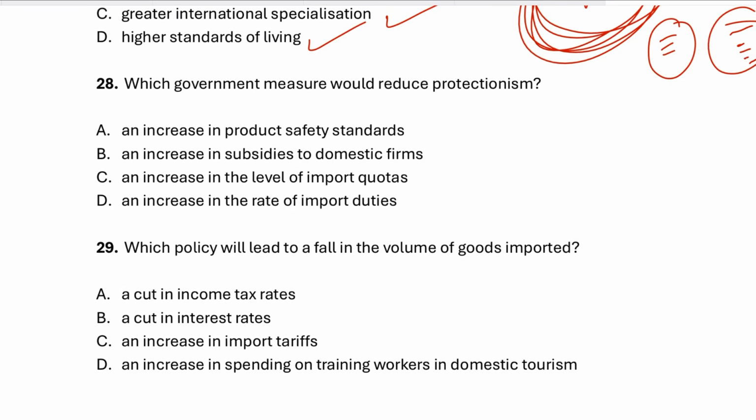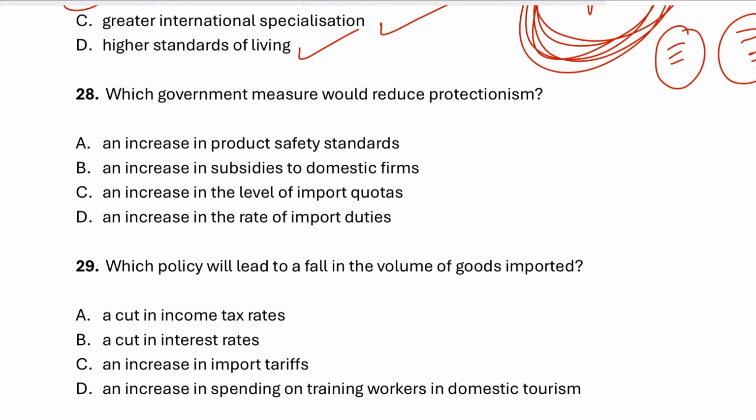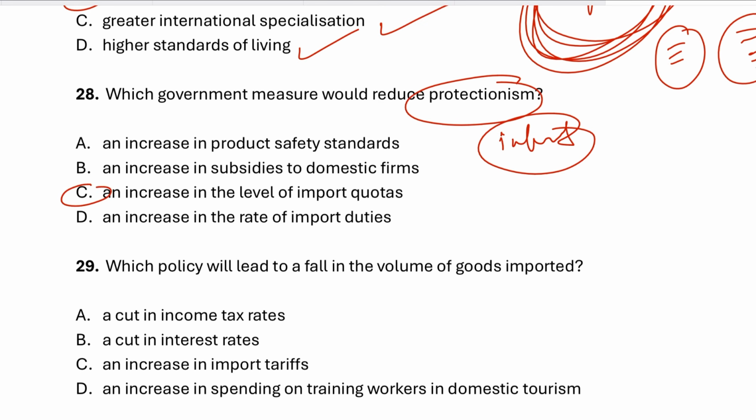28 says, which government measure would reduce protectionism? Okay. So protectionism means using barriers to restrict imports. The correct answer has to be an increase in the level of import quotas, because an import quota is basically a limit on the quantity of imports allowed into a country. If the government increases the level of quota, it means allowing more imports inside the country. So this would reduce protectionism, because the restriction becomes less severe now. So 28 has to be C for Charlie.